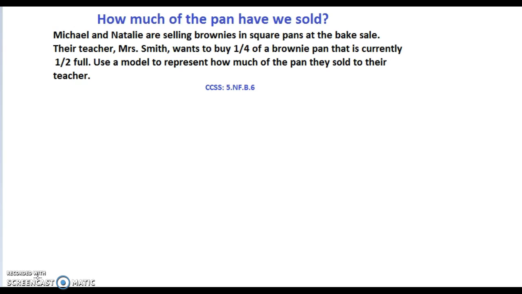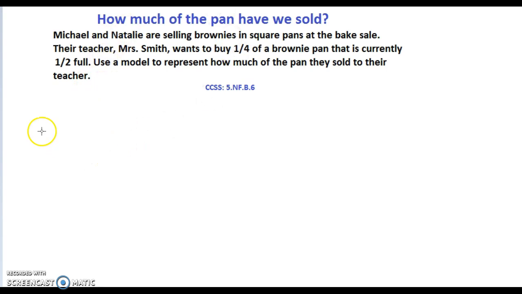So here's a situation where we will be using multiplication, and that's because we are finding part of a part. This 1/4 represents a part, so that's 1 out of a total of 4 equal pieces. If this was a whole, it would be 4 out of 4, so I know this is a part. And 1/2 is also a part because if this was a whole, it would be 2 out of 2, but I only have 1 of those 2 pieces. So I have part of a part. I know that I have to multiply to find out how much of the pan they sold to their teacher.